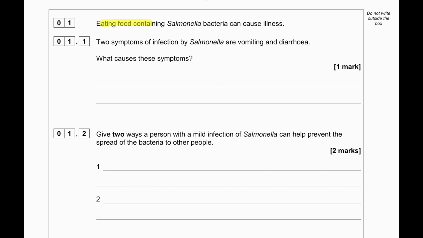Eating food containing Salmonella bacteria can cause illnesses. Two symptoms of infection by Salmonella are vomiting and diarrhea. What causes these symptoms? Here we have to apply the knowledge that bacteria produce toxins or poisons. So we will use that knowledge, and our answer will be that toxins are secreted by the bacteria.